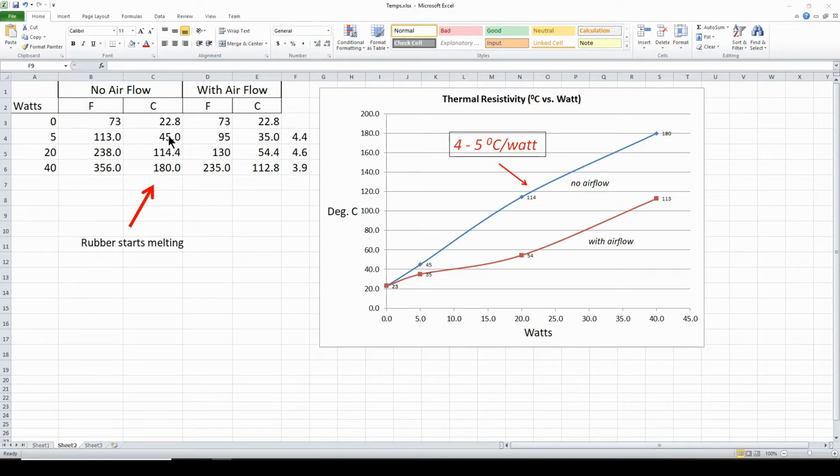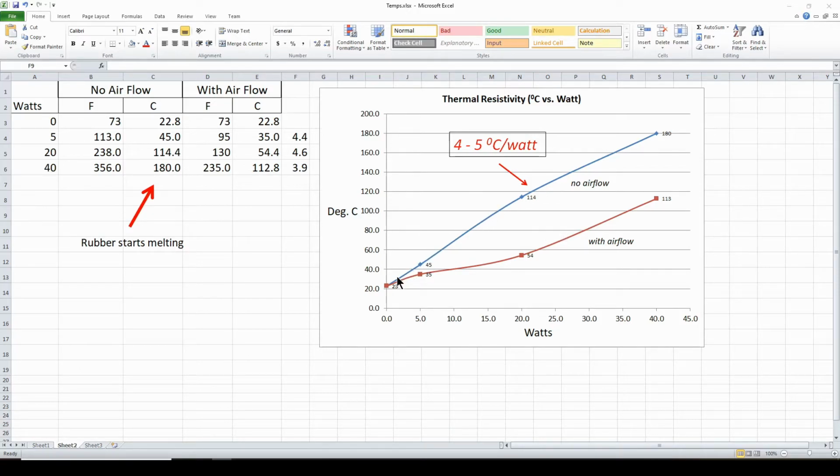So you can come up with a number and say, well, you can predict if I multiply the watts times 4, how much should that increase the temperature? So what I've done over here is I've made a graph of thermal resistivity, which is basically degrees C versus watts. And I've got on the bottom, here's the watts flowing through the resistor, and here is the degrees C. And what I've plotted is the blue is with no airflow, and the red is with airflow. Basically, these numbers just plotted here.